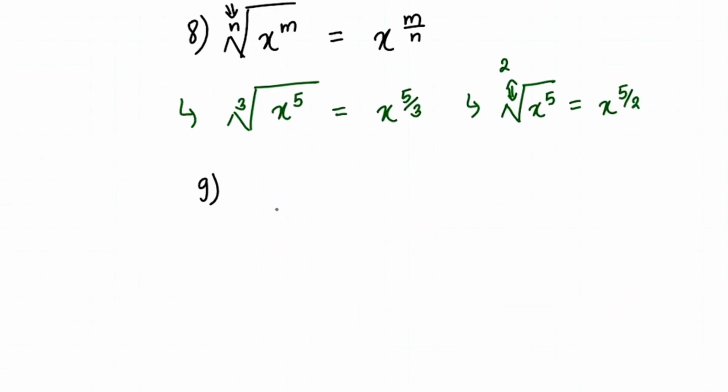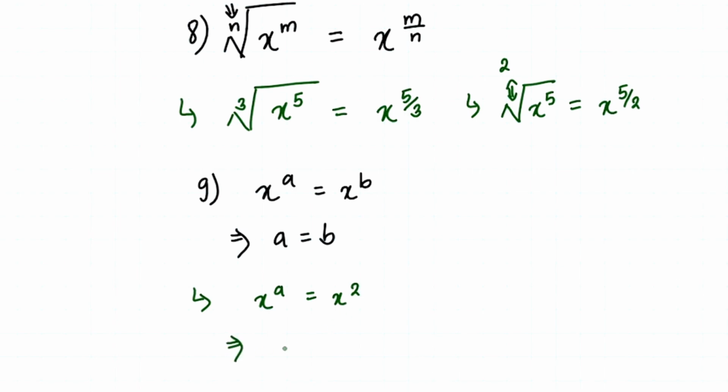Now we have our last law, which is usually not included in the law of indices, but I just thought it would be better to include it here, so I'm putting it here. So if you have something like x to the power a equals to x to the power b, okay? If the bases are same, then this implies that the powers are also equal. So we get a is equal to b. For example, if you had something like x to the power a is equal to x to the power 2, then this implies that a is equal to 2, okay? So a and 2 are equal. And that's it. That's our 9th law of indices.